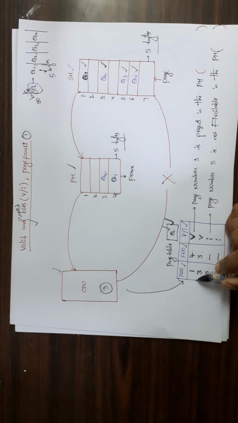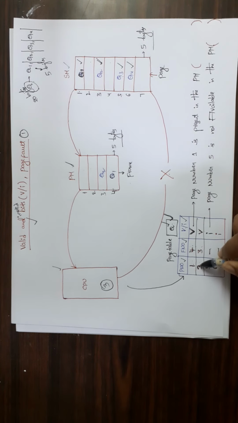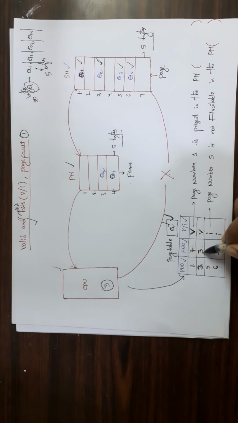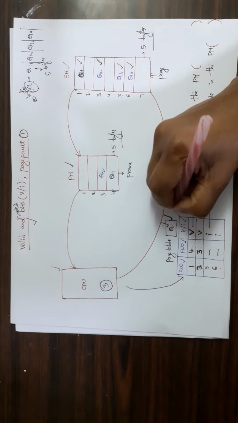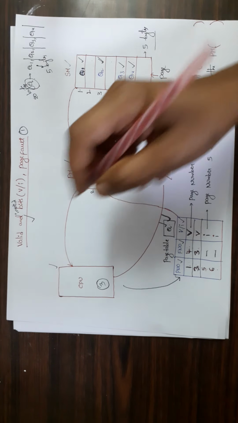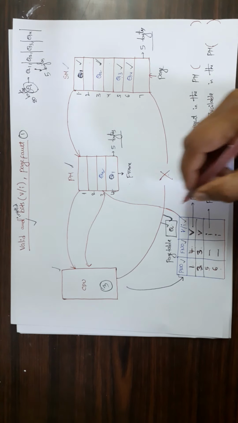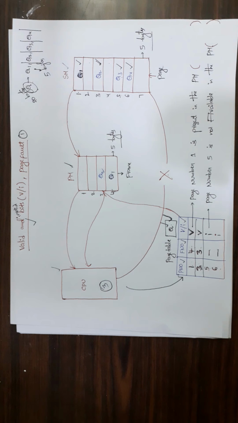So in the page table it finds an entry here. This is the entry, right? So page number 3 is available in frame number 3. By using the page table it finds the frame number. Once it gets the frame number, control goes to that particular frame, and now the CPU can access the data. This is the process.